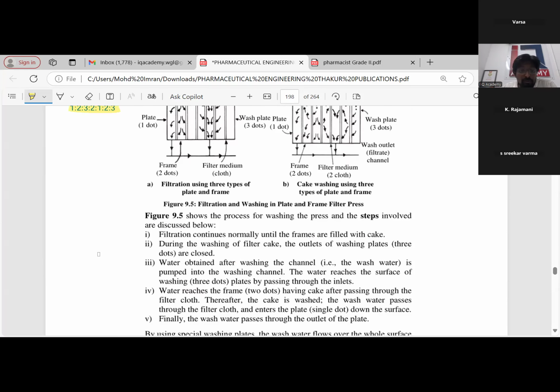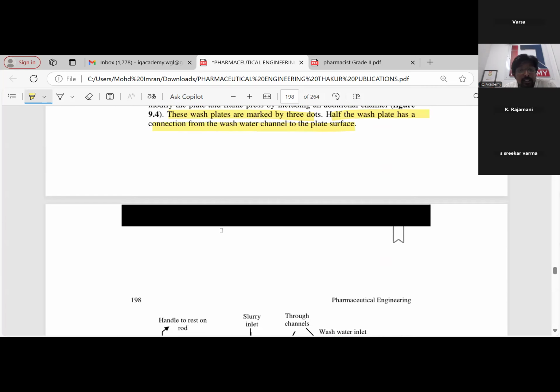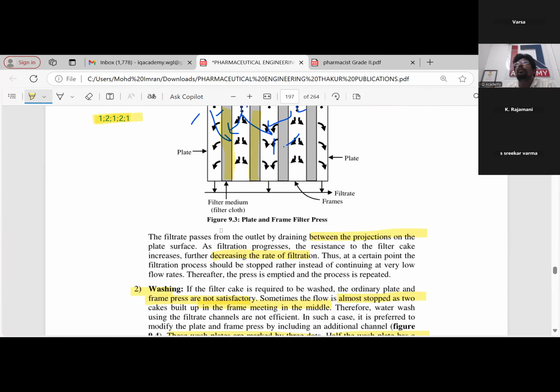Yeah. So you can see the figure working. Filtration continues normally until the frame is filled with the cake. Like this is what is happening.